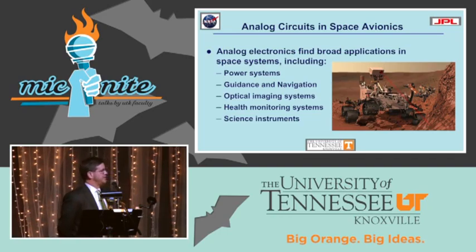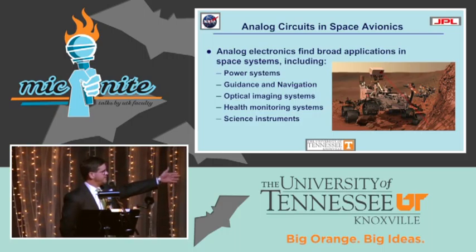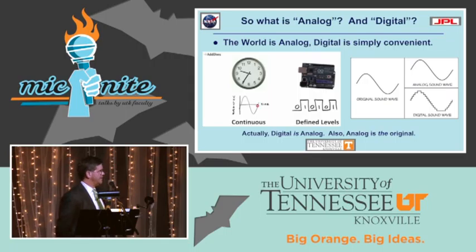So what we did was an analog chip, and analog electronics are used in very critical places within space avionics, including power systems, guidance, navigation, imaging, vehicle health monitoring, and also some of the scientific instrumentation that's required in the studies of materials and so forth. For example, on Mars. These electronics have to be radiation tolerant, low power, very robust because you can't easily get up there and fix it, and have a very long operational life, and all under the extreme environmental conditions of the space environment, in this case, Mars.